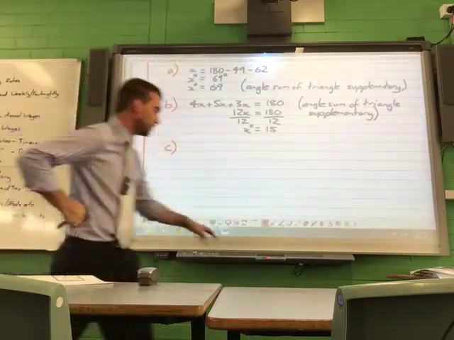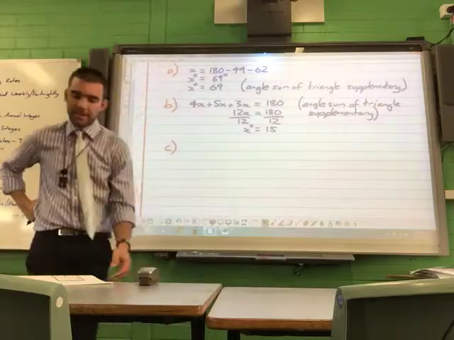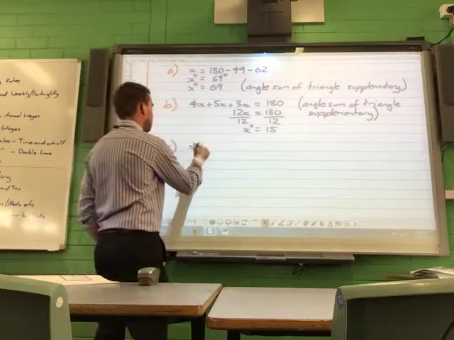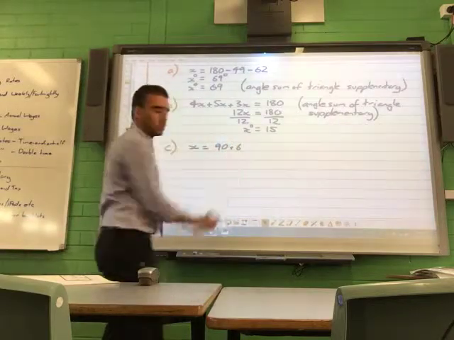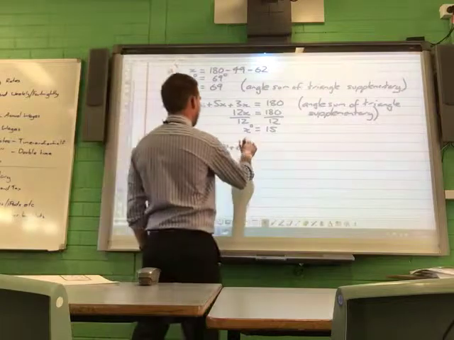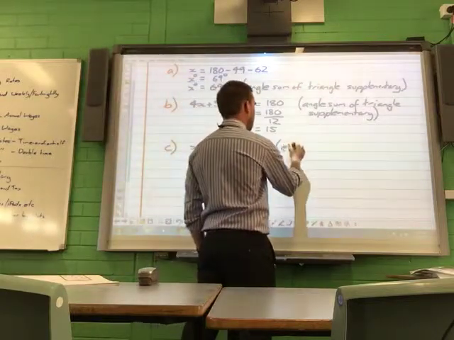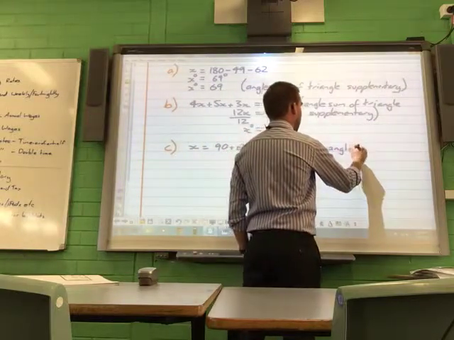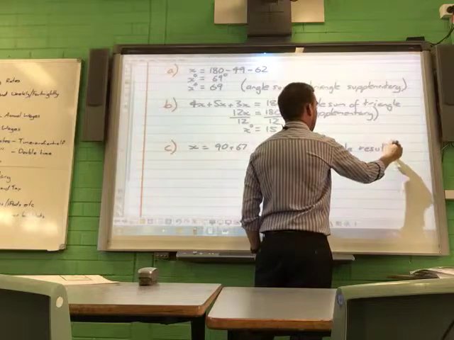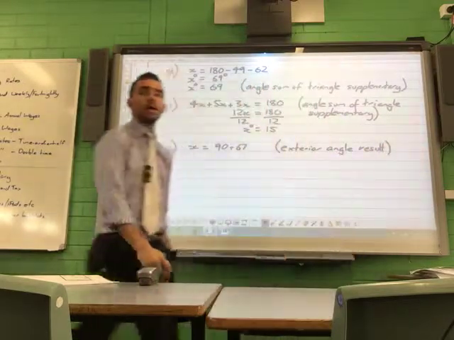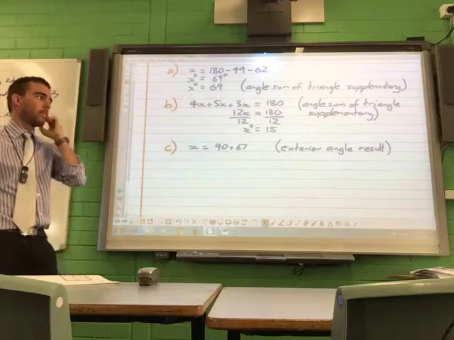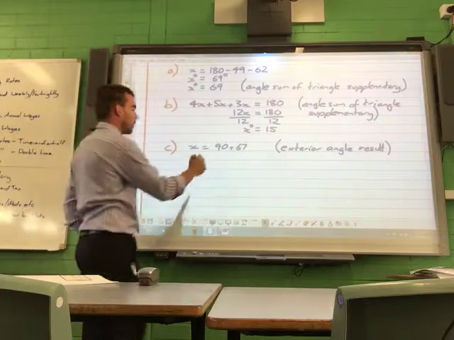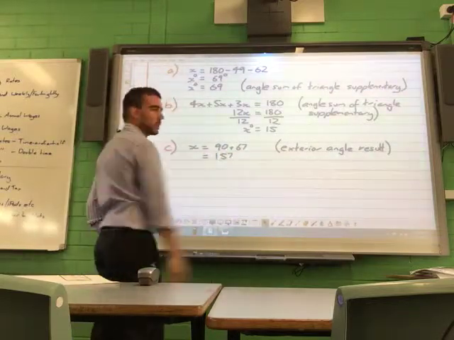67 plus 19. Okay, the exterior angle result, Josh, there. You can do what you wanted to do there, that's fine, but it will require more working. Right, so x is going to be 90 plus 67. Right, the reason: exterior angle result. Okay, you can write that. 57 on that one. So 100 plus 57, 157.